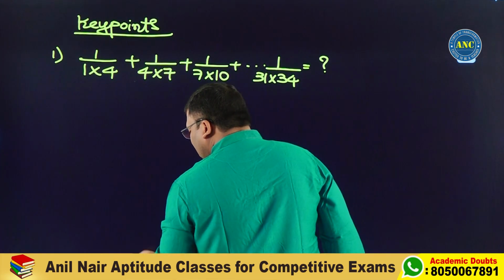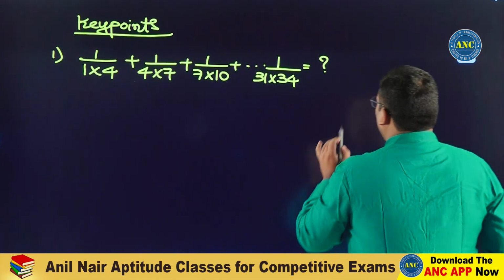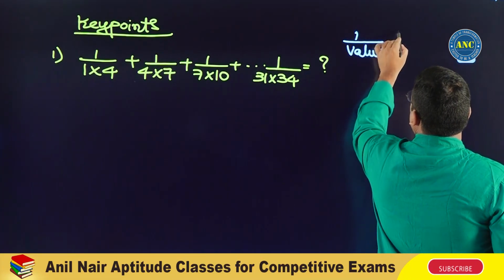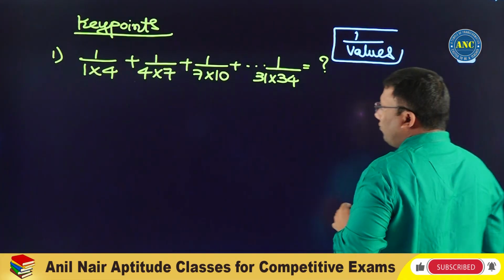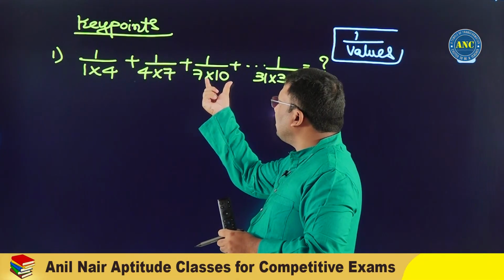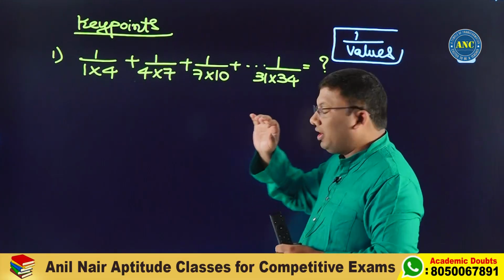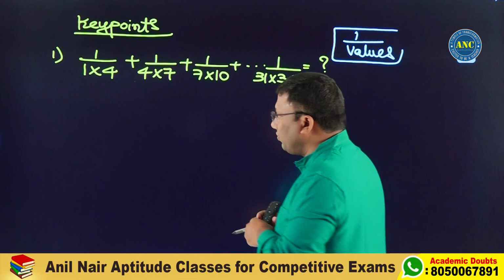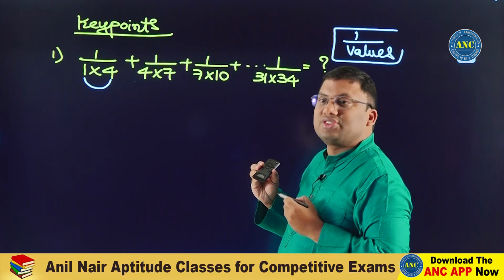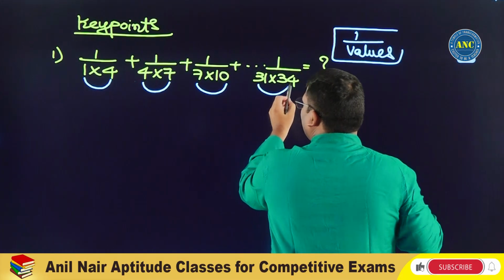Before solving this question, please write down some important observations. All the fractions are of the form 1 by value. There is a 1 into 4 value, a 4 into 7 value, a 7 into 10 value, up to 31 into 34. Next, there are two values here, 1 and 4. The difference between the two values is 3. Here also 3, here also 3.